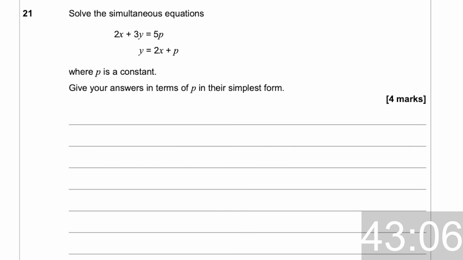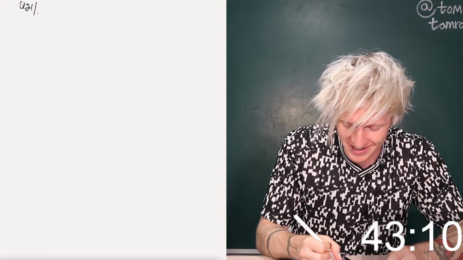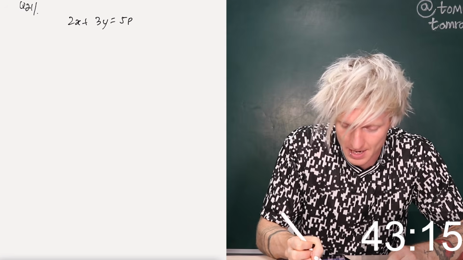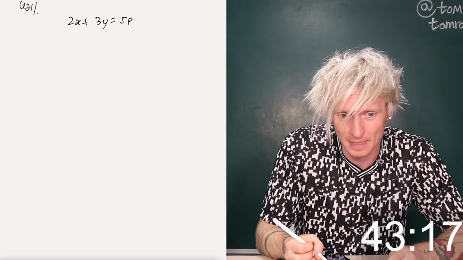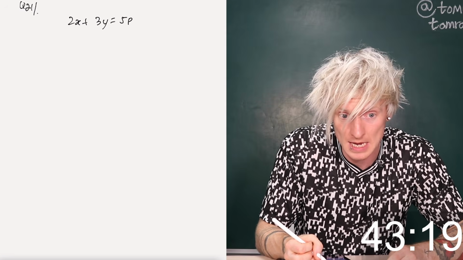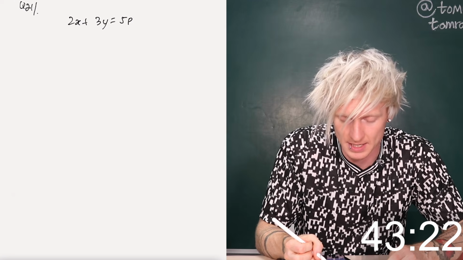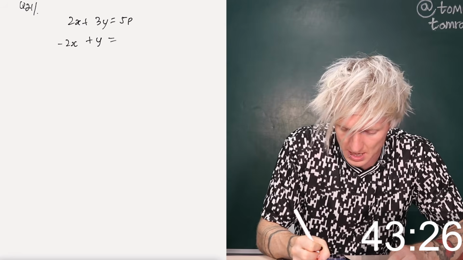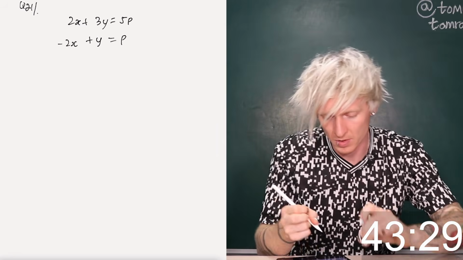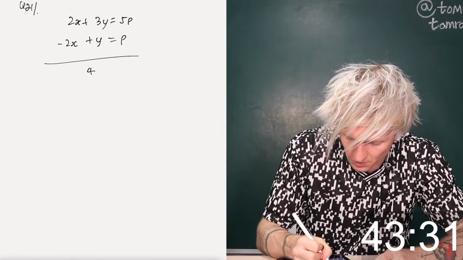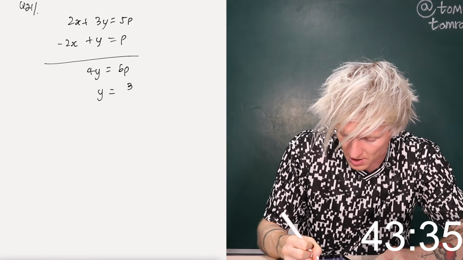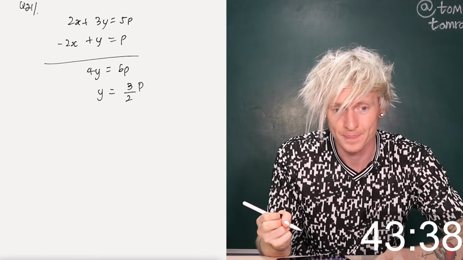Oh, awesome. This is going to make me feel better. Solve some simultaneous equations. Right, here we go. So 2x plus 3y equals 5p. And we're told that y equals 2x plus p. So I can rearrange that to say minus 2x plus y equals p. So if I add those 2 equations together, that tells me that 4y equals 6p. So y is equal to 3 over 2 times p.